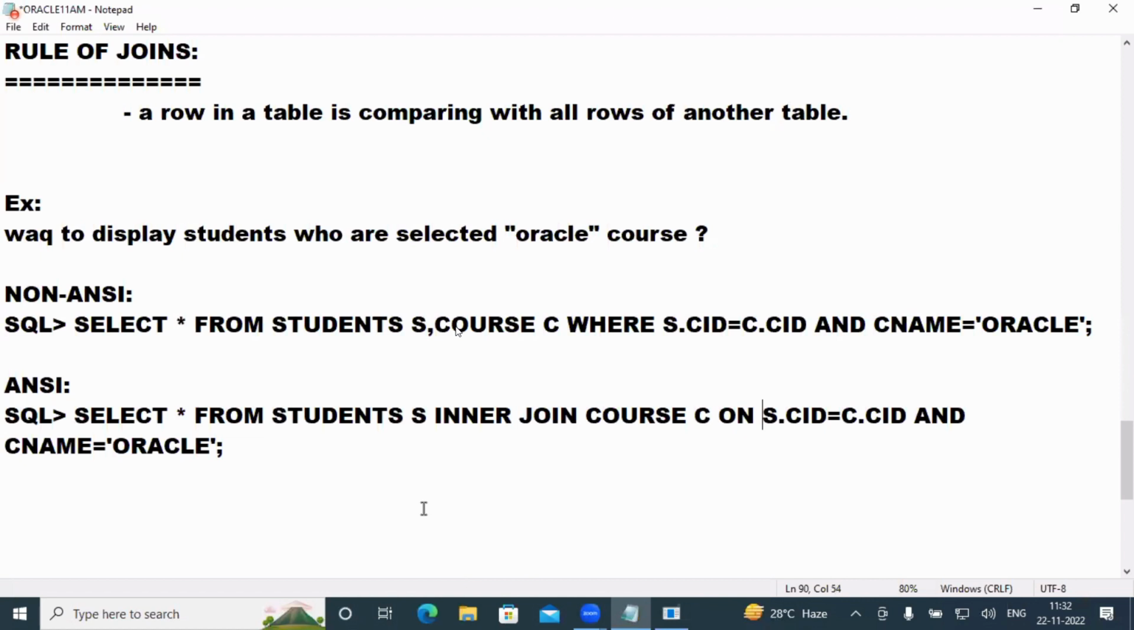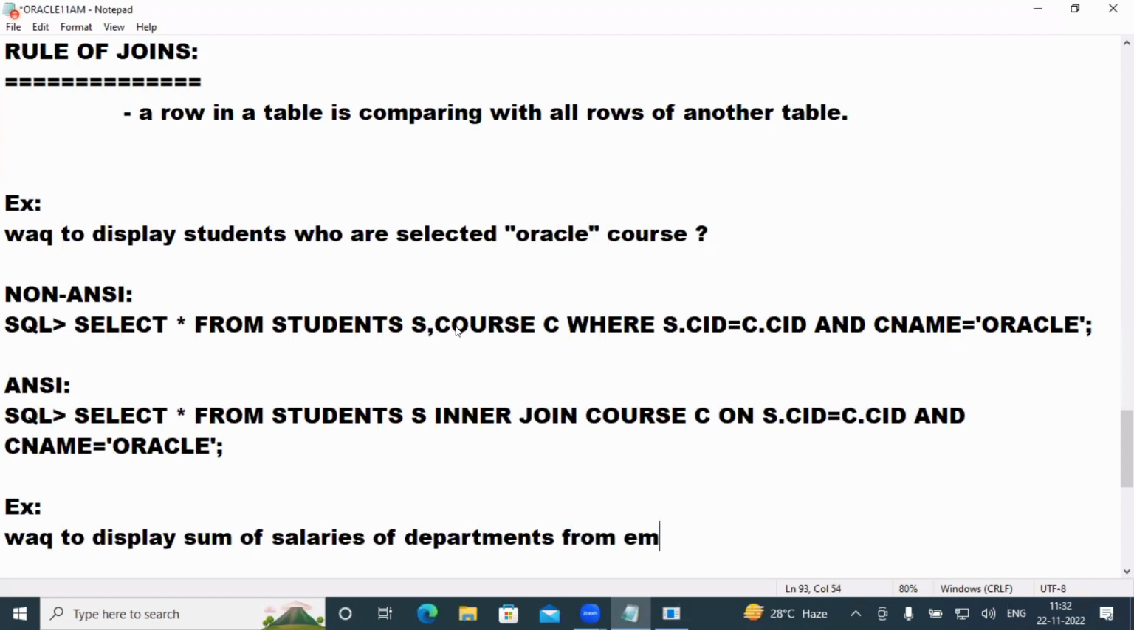Okay, right. Now take one more example. The next example: write a query to display the sum of salaries of departments from the EMP and DEPT tables by using equi-join.